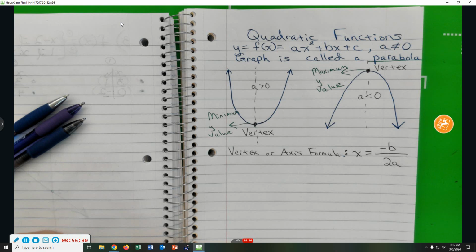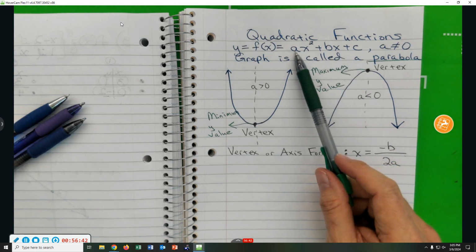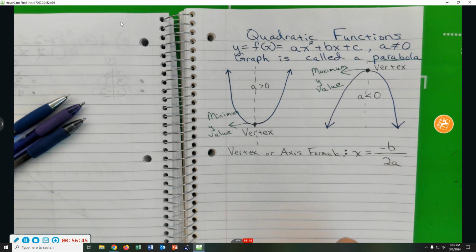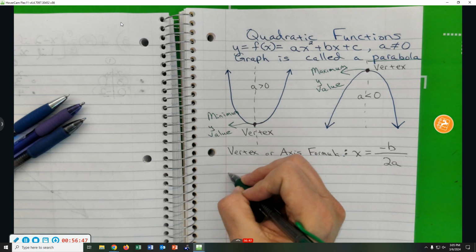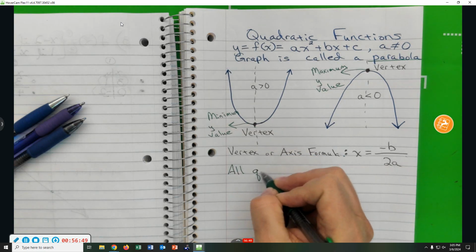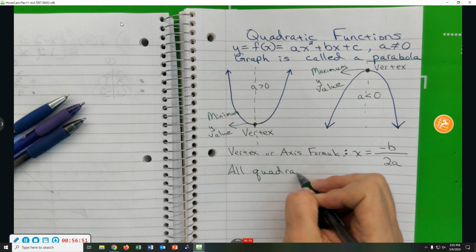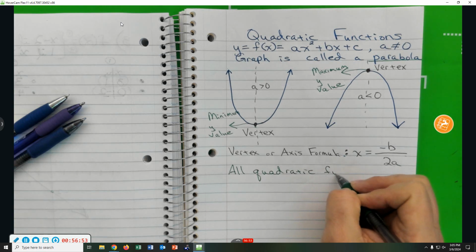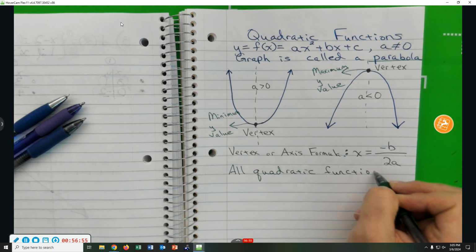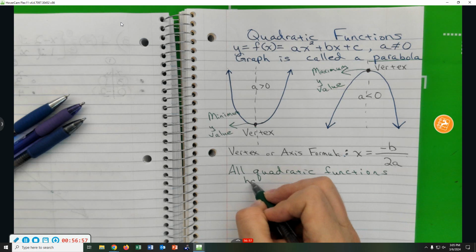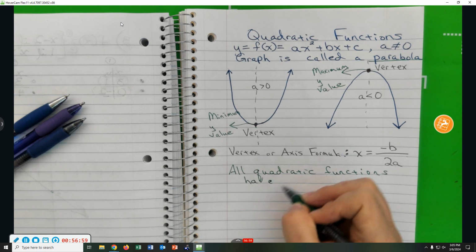These graphs are getting sort of messy, but there's something else I need to mention. They're going to be asking for the domain and range of these functions. We know the domain. All quadratic functions have the same domain.